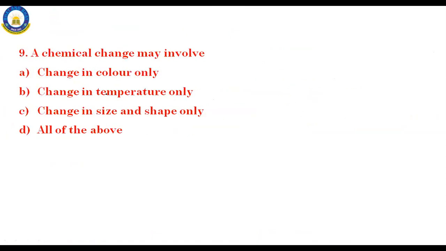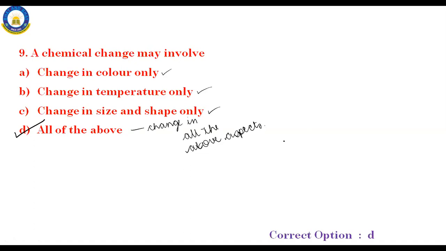So the ninth question, here it is. A chemical change may involve change in color only. Yes, this option can be correct. Change in temperature only. Yes, this option is also correct. Change in size and shape only. Yes, this can also be correct. So option 4, it is all of the above, and clearly all of the above is the correct answer, because it includes the change in all the above aspects. So option D is the correct answer.